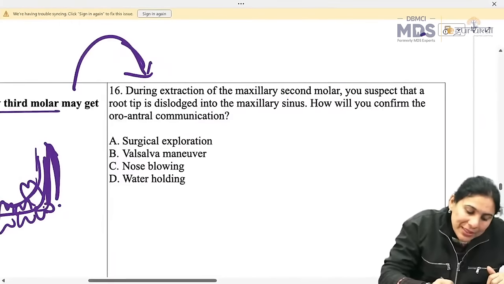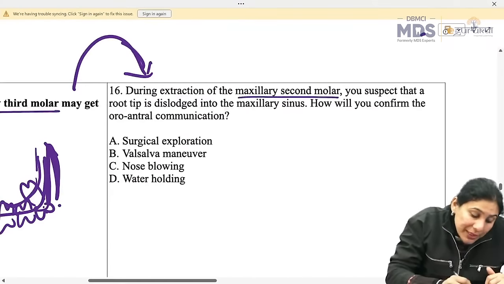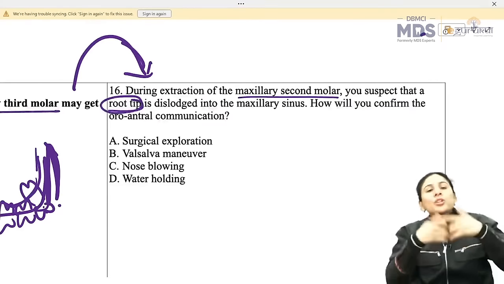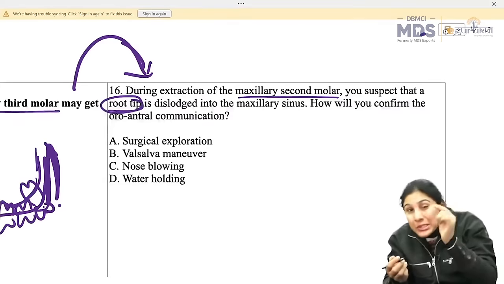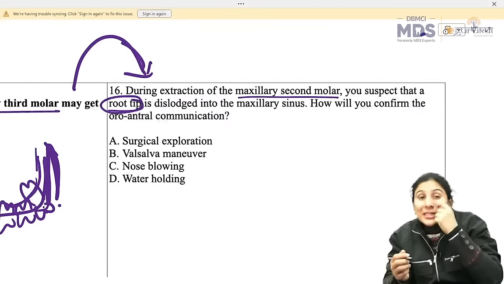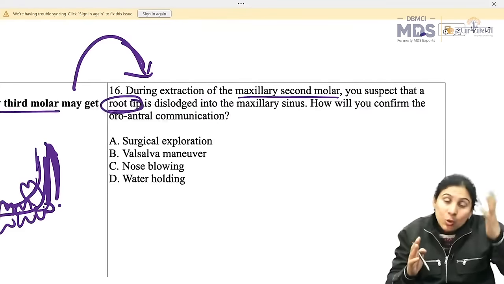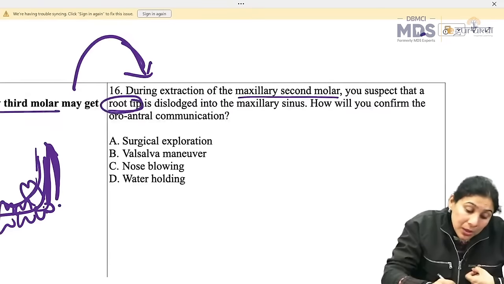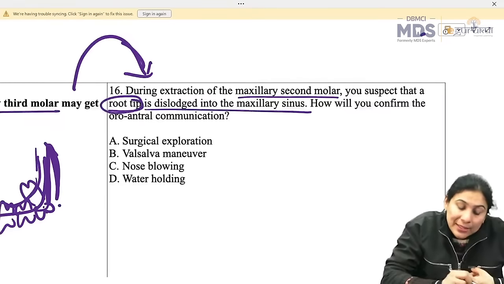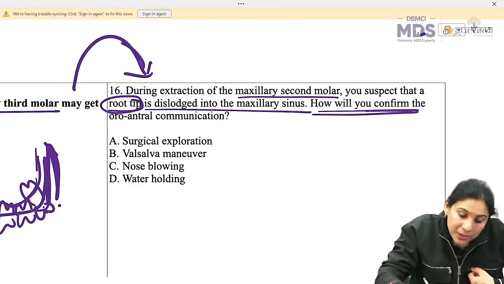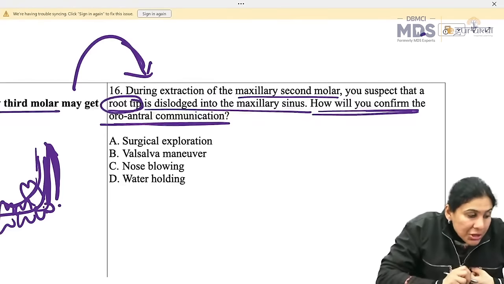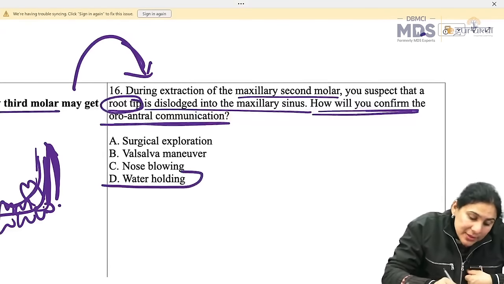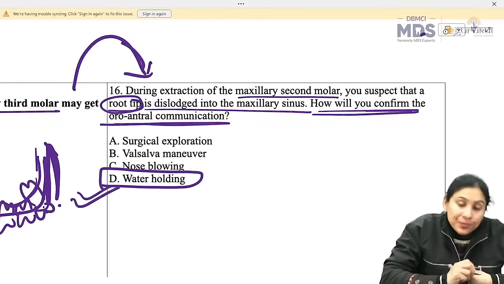During extraction of the maxillary second molar, you suspect that a root tip is dislodged in the maxillary sinus. Now, if a full tooth is dislodged, you know that it is gone. But if it is a root tip, you don't know whether it is lying somewhere there or it has caused an oroantral communication. How will you confirm whether it is an oroantral communication? The correct answer is the water holding test.